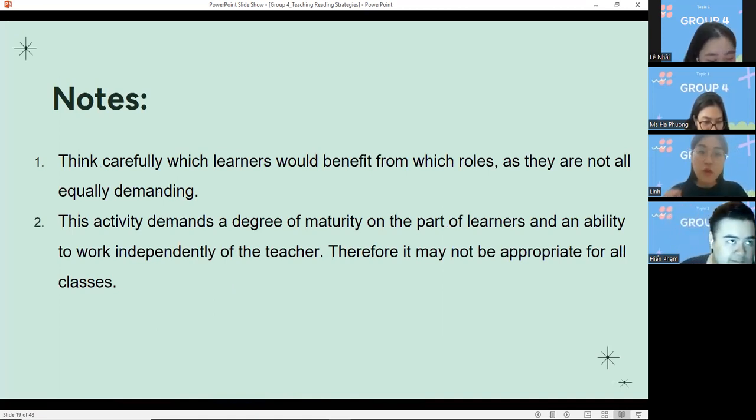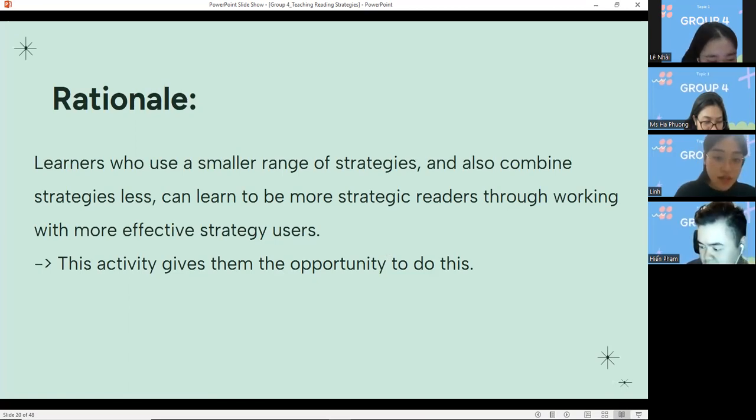And for this strategy, we have to take into consideration that the activities demand a degree of maturity in students because they have to work independently of the teacher. So it may not be appropriate for all classes. Yes, this activity will give students who use a smaller range of strategies the opportunity to learn to be more strategic readers through working with more effective strategy users.